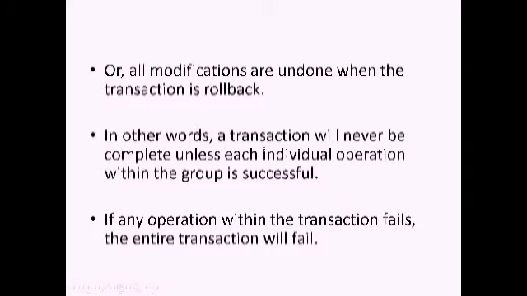So in other words, a transaction will never be complete unless each individual operation within the group is successful. Right. So if any operation within the transaction fails, the entire transaction will fail. Means if 4 operations are there, all the 4 should be successful only. All the 4 operations should be completed. Then only the particular group is successful. Otherwise, if any one operation within the transaction fails, the entire transaction will fail. Right?